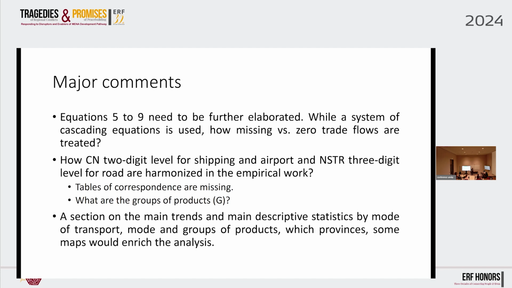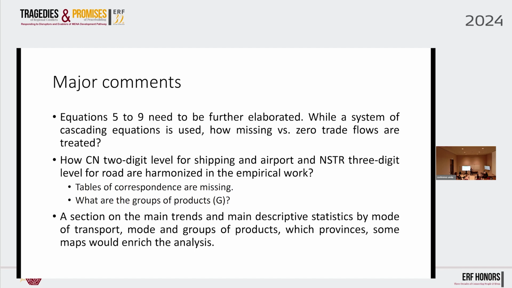And then another methodological thing that wasn't very clear in the paper: how the correspondence between the different levels of nomenclature that you have between different transport modes has been done. The table of correspondence between the different levels of sectors that you have for shipping, for road and for air was not very clear. And I think the correspondence table was not included in the paper. So this also deserves an important discussion, because again, it will affect the final data set that you're using in the gravity model.